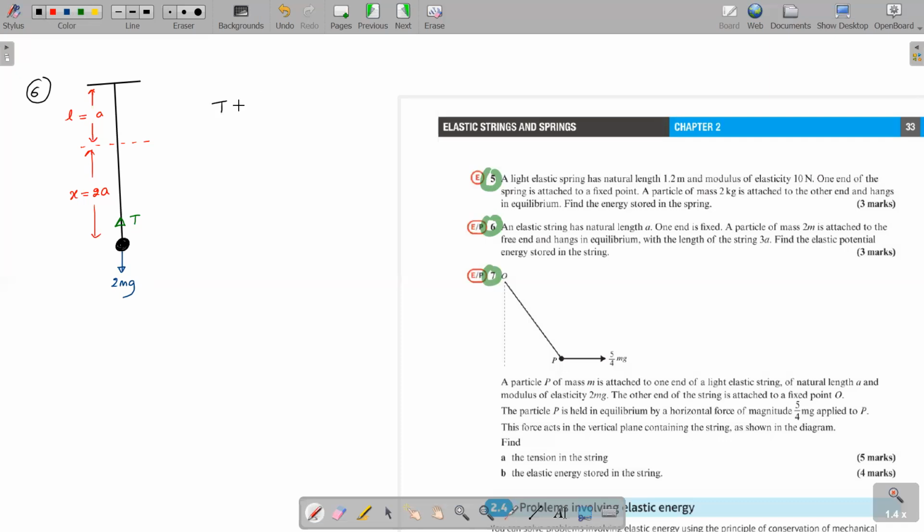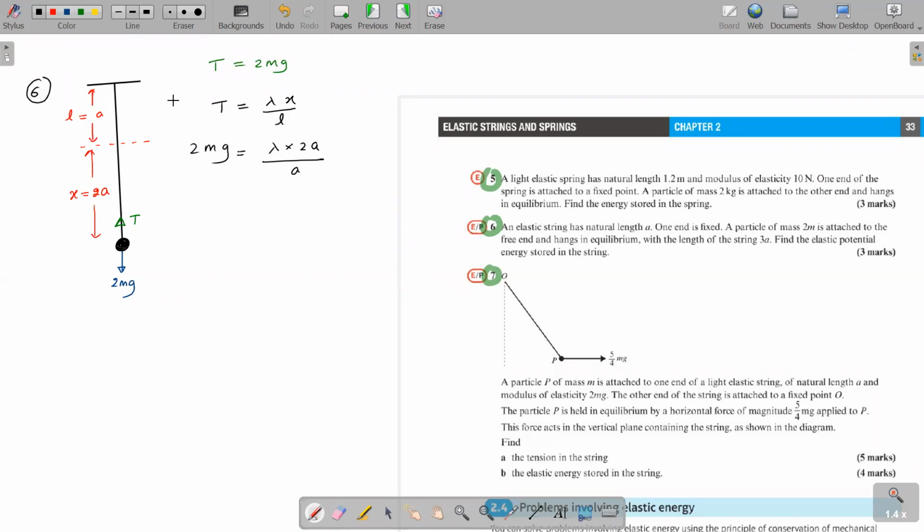Okay, let's first get the value of tension. Tension is lambda x over L. So you see lambda value is unknown. Extension x is 2a. Natural length is a. By the way, tension, do we know it or not? I just told you a moment ago, tension is equal to what? The tension is equal to 2mg, the weight. So you could use the tension as 2mg.